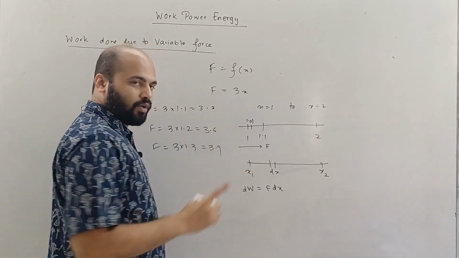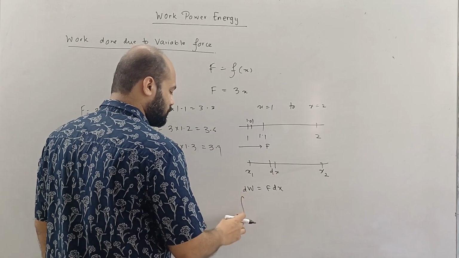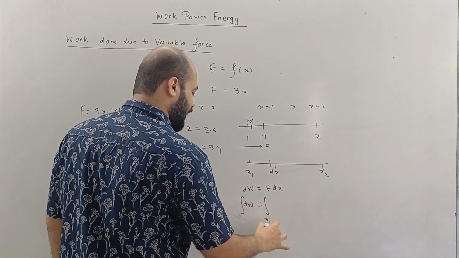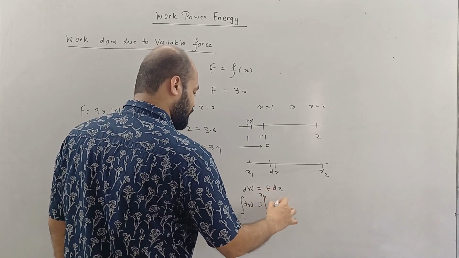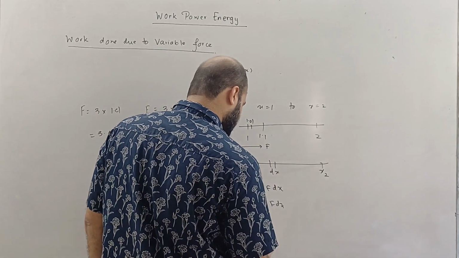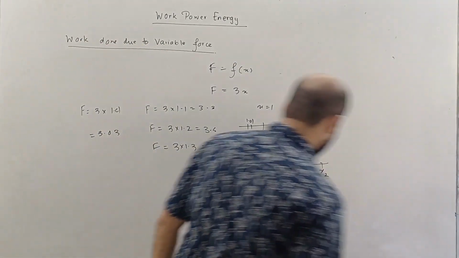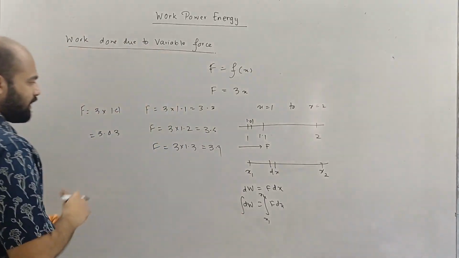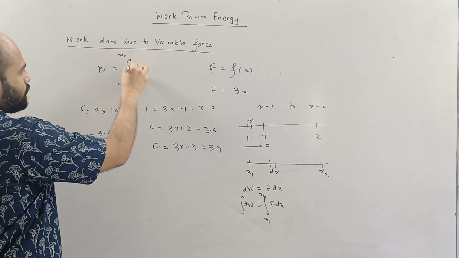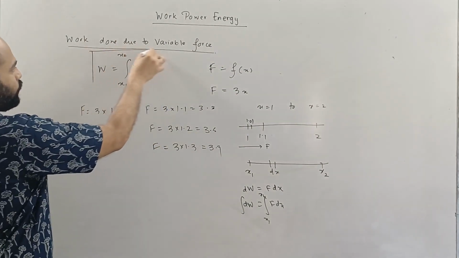So to find the entire work done, what we have to do is integrate this dW, and this is going to be the integral from x1 to x2 of F dx, which is going to be the work done. Finally, I can say that the work done would be given as the integral from x1 to x2 of F dx. So this is what we need to learn.